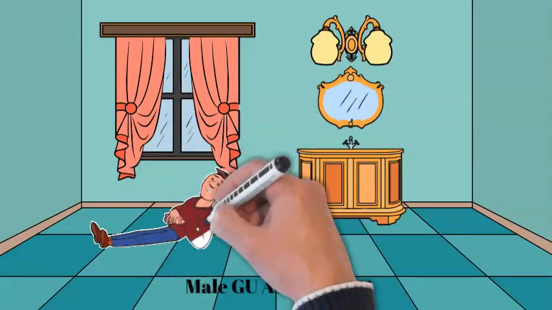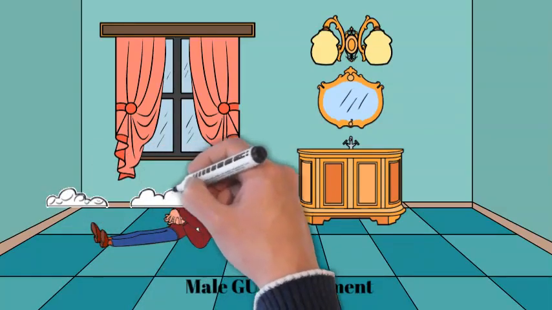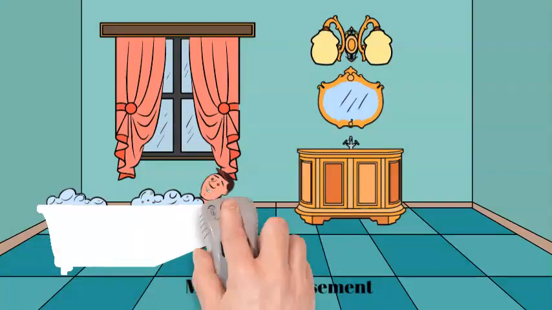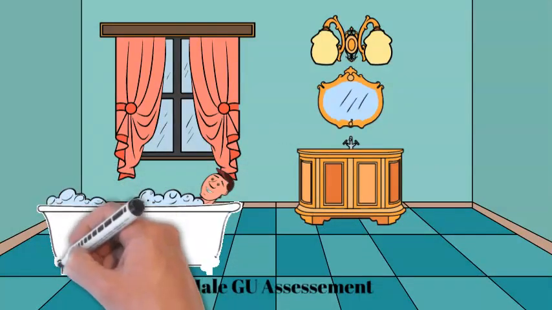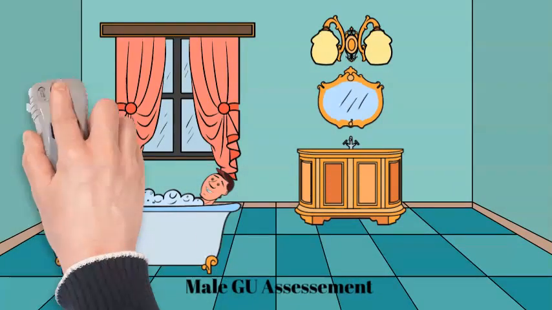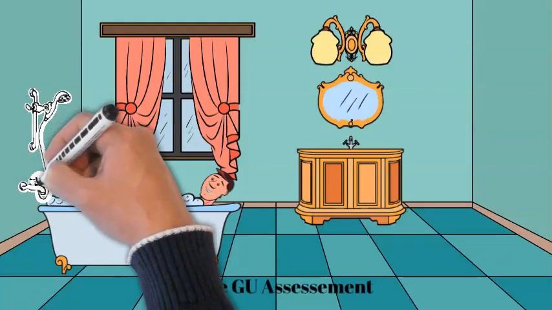Testicular cancer, malignant tumor of the testicle. Prostate cancer, malignant tumor of the prostate gland. Assessment techniques: inspecting and palpating the external genitalia for abnormalities, palpating the testicles and epididymis for abnormalities, and performing a digital rectal exam to assess the prostate gland.